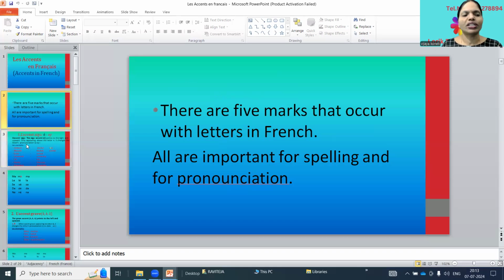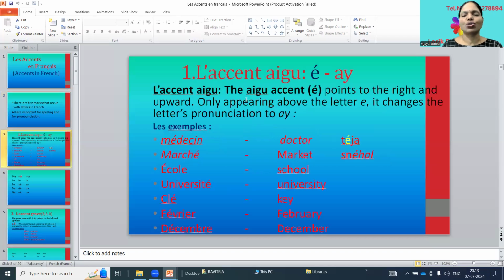First accent, it is l'accent aigu. The accent is bending towards the right, upwards. Whenever l'accent aigu comes on the letter E, we have to pronounce it as an A sound. It appears only on the letter E and changes the letter's pronunciation to A. Whenever we see that accent, we have to pronounce it as A.